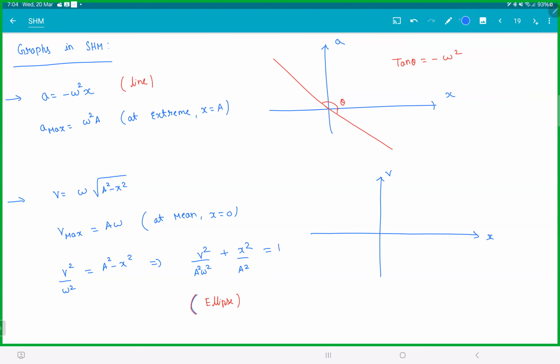Other scan form, where this peak value is a omega, this peak value is minus a omega, this is a, and this is minus a. Clear? Have a look at these graphs.